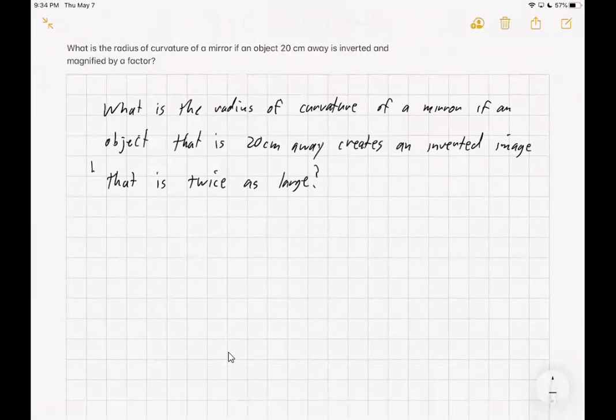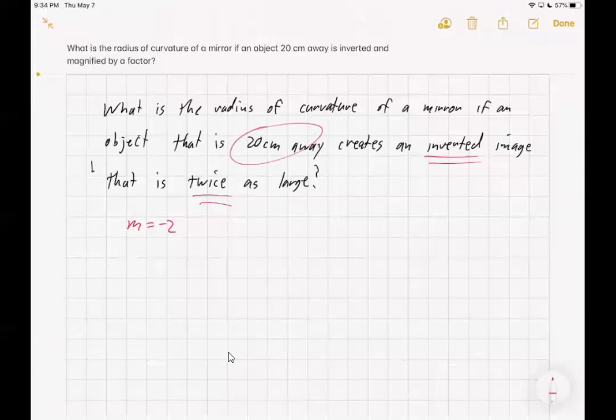Okay, so there's some clues in here. We know this is an inverted image, so we have a negative magnification. We know that it will be a magnification of -2, all right? We know that it's 20 centimeters away from the mirror, so we know that DO is 20, all right? But we don't know DI, and we don't know F.